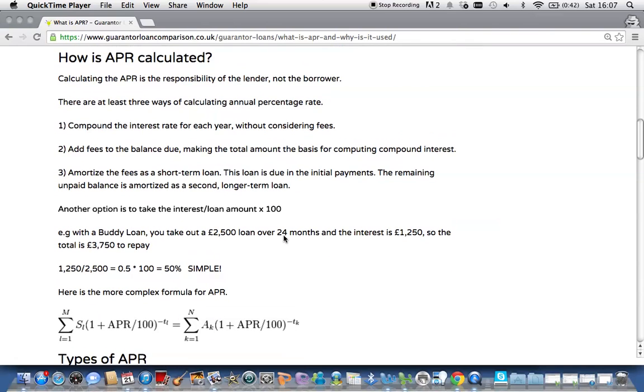The APR can be calculated in a number of ways, but one of the most simple ways is simply just to take the loan amount that you're looking to borrow, look at the interest rate, and then simply divide those by each other and times it by 100, and then boom, you have your APR.